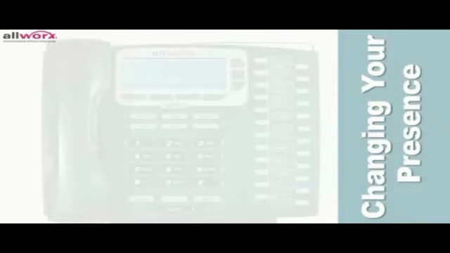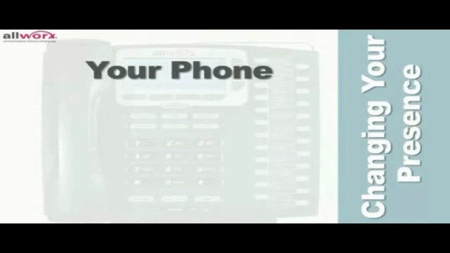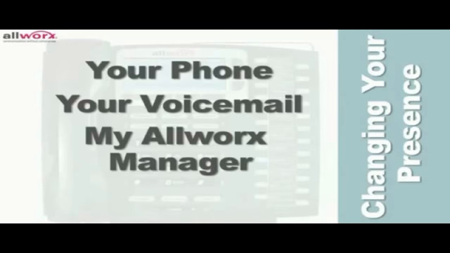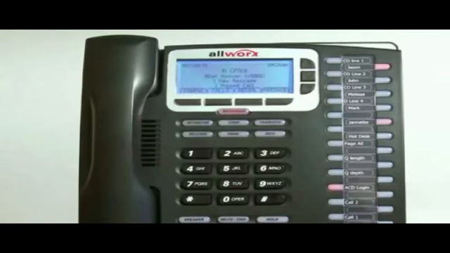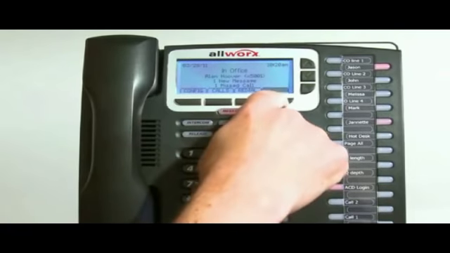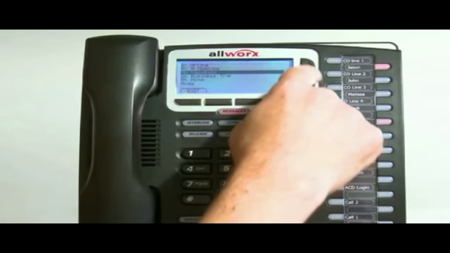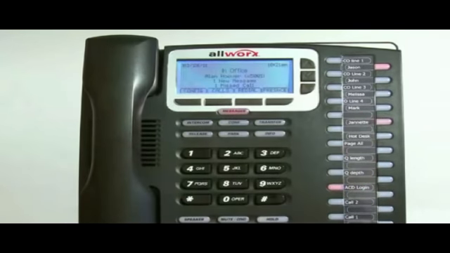You can change your presence in multiple ways. You can change it from the display on your phone, your voicemail, the My Allworx Manager page, or the application on an iPhone named Allworx. The easiest way to change your presence is by selecting the interactive key on the far right, below the LCD display labeled Presence. Then use the down arrow key to select the new desired presence, followed by the Enter key.